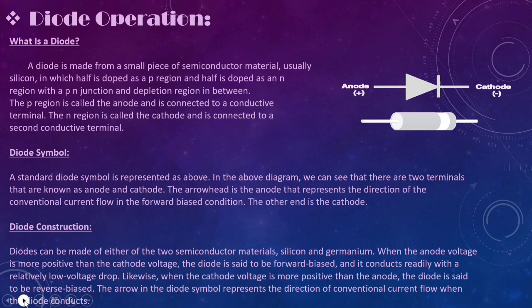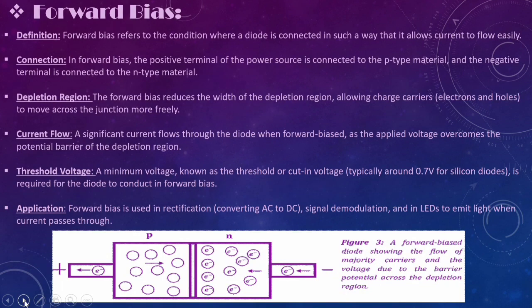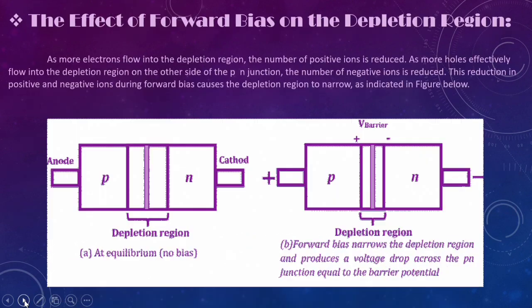Now, the forward bias. To bias a diode, we apply DC voltage across it. Forward bias is a condition that allows current through the p-n junction. The figure shows a DC voltage source connected across a diode to produce forward bias. The effect of forward bias on the depletion region: as more electrons flow into the depletion region, the number of positive ions is reduced. As more holes effectively flow into the depletion region, outside the p-n junction, the number of negative ions is reduced. This depletion region is indicated in the figure.